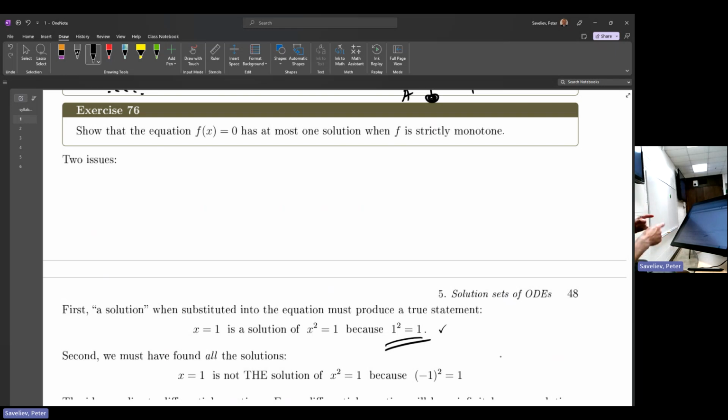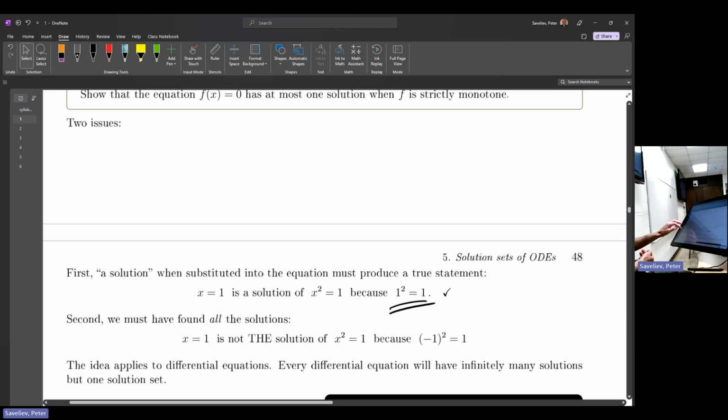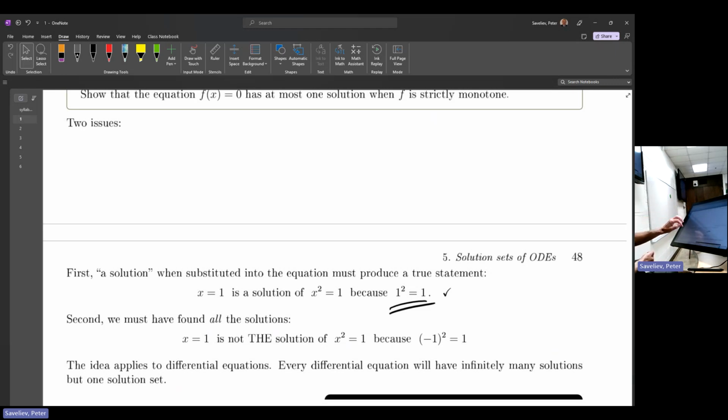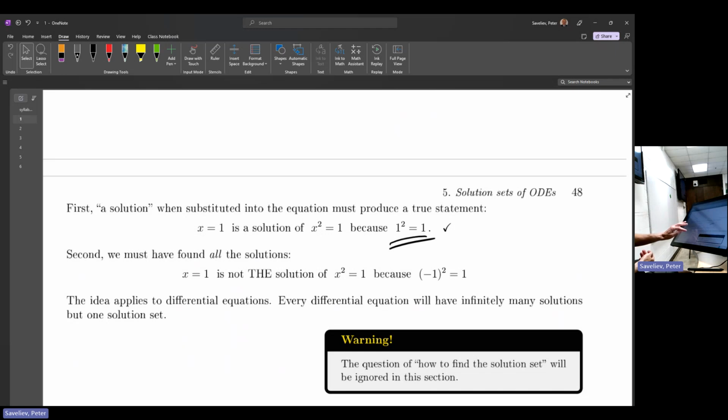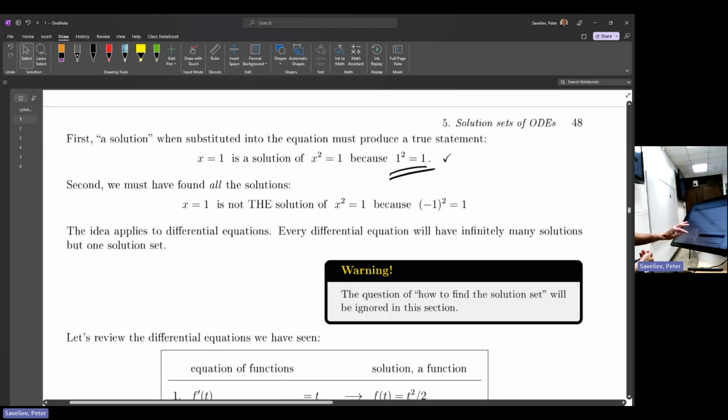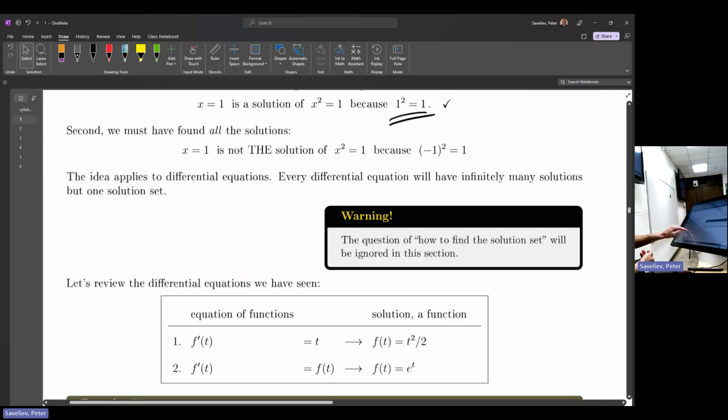And so 1 is not the solution, but it is a solution. The only way to resolve it is to speak of this solution set as well as of all the solutions. How to find the solution set, we're not concerned with right now, just what it's supposed to look like. It's kind of important, but also not entirely new. So that's an example.